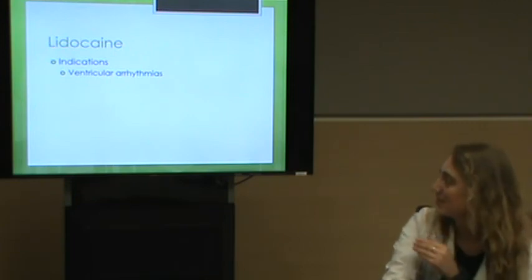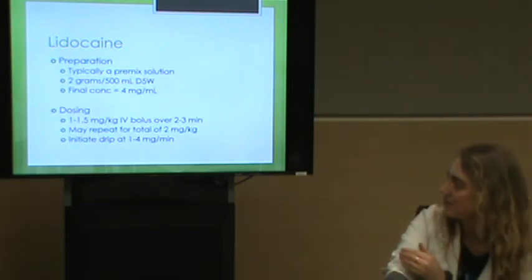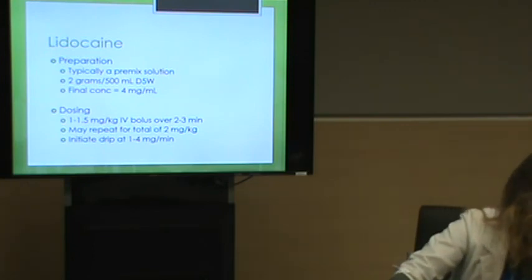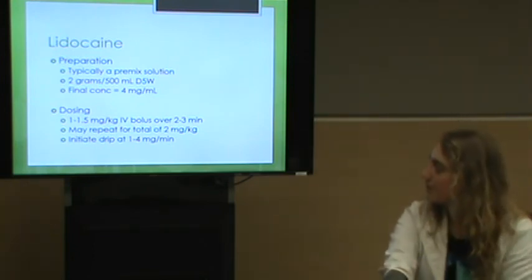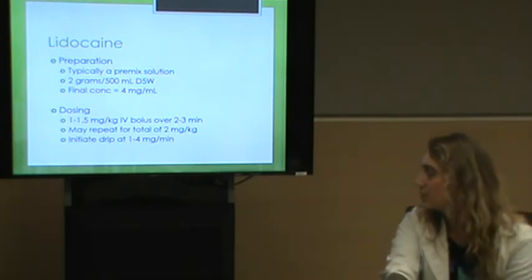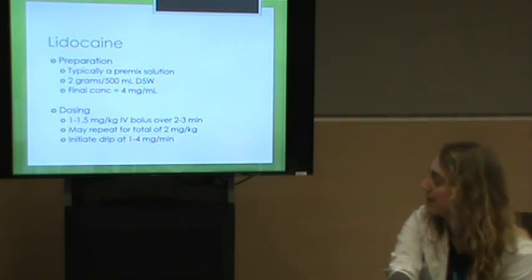So it's used for ventricular arrhythmias. It's typically used as a premix. Again, ours is right here. The final concentration is 4 mg per ml. Your dosing would be 1 to 1.5 milligram per kilogram bolus initially.